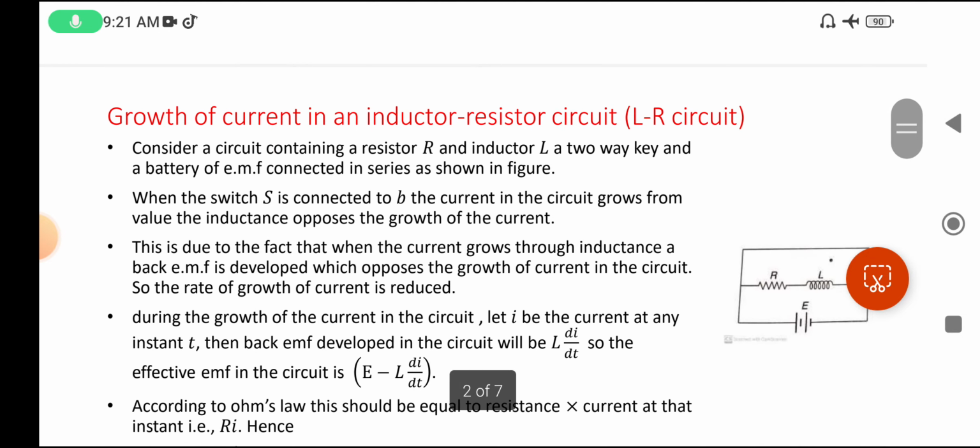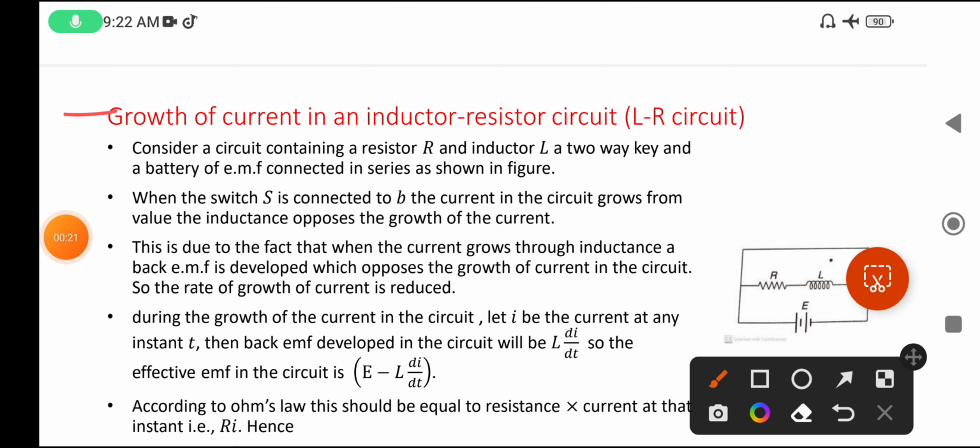So today's topic is growth of current in an inductor-resistor circuit, or LR circuit, right? So how the current increases in the LR circuit, that is what we have to discuss here. Consider a circuit containing a resistance R, an inductor L, a two-way key and a battery of EMF E connected in series as shown in the figure.